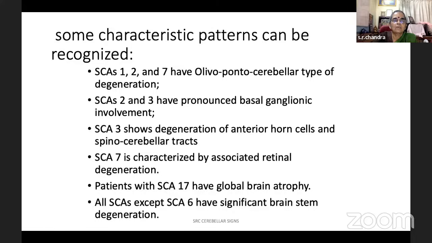Now SCA 1, 2, and 7 have olivo-ponto-cerebellar type of degeneration. So MRI will have some changes. SCA 2 and 3 have basal ganglia involvement, and additional anterior horn involvement is seen in SCA 3. SCA 7 is associated with retinal degeneration, SCA 17 with global brain atrophy, and all SCAs except SCA 6 have significant brainstem degeneration.